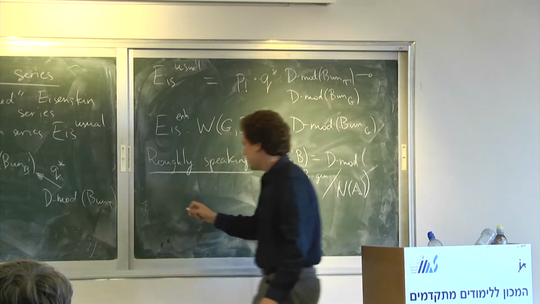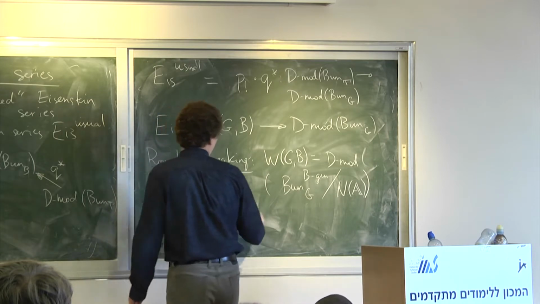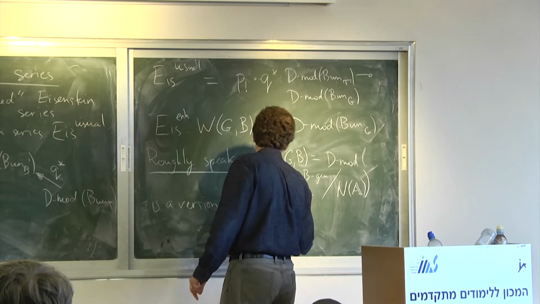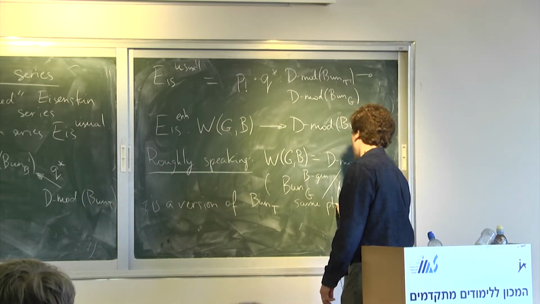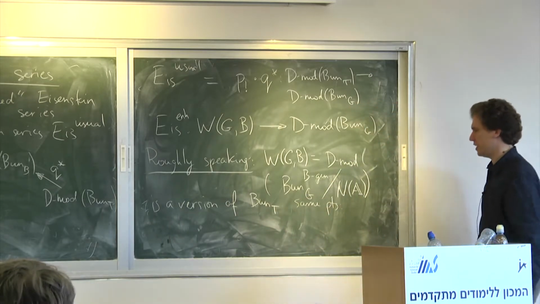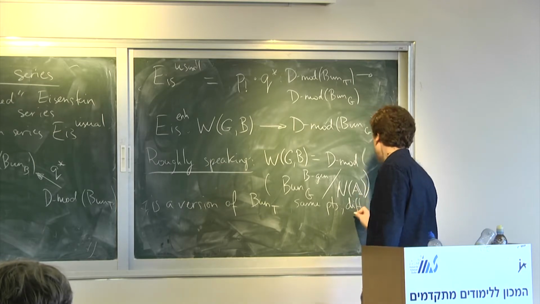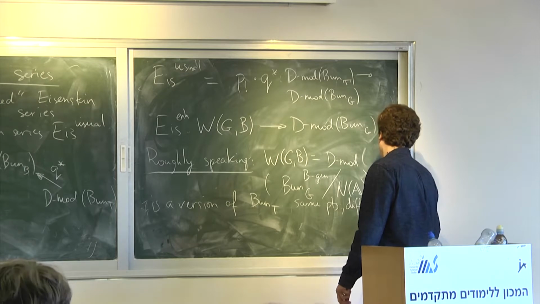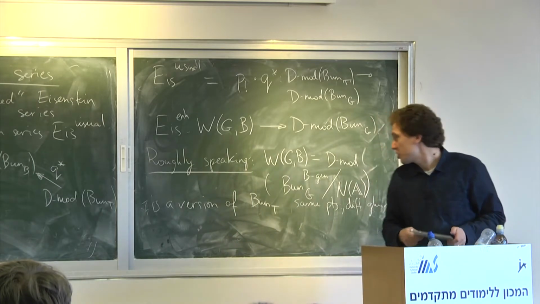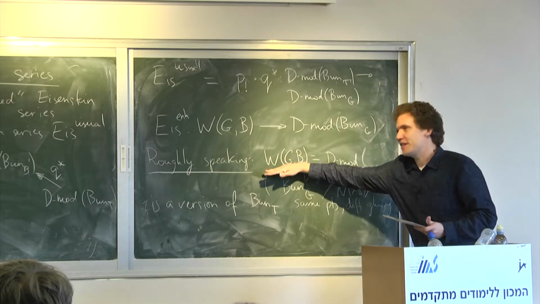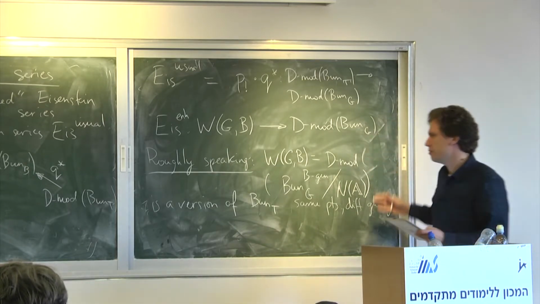So this is somehow a version of Bun_T. They have the same closed points, but they are glued very differently, and in a very non-trivial way. In particular, to understand this category you have to develop a lot of machinery. All right, so this was maybe not very precise.